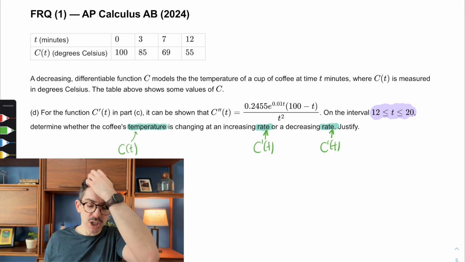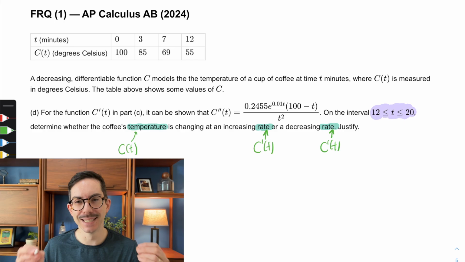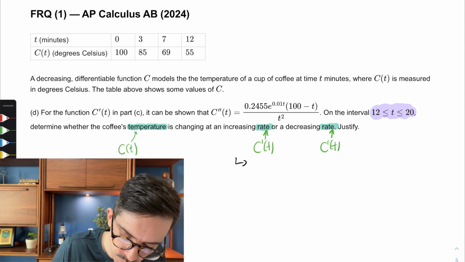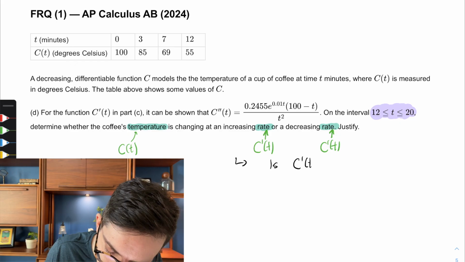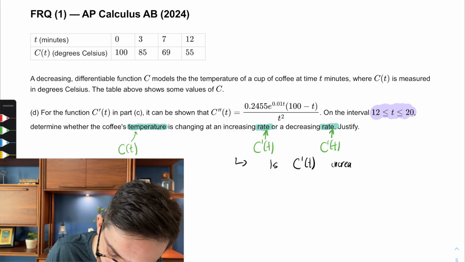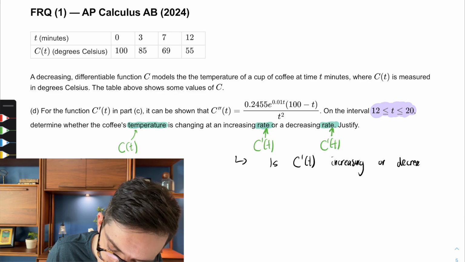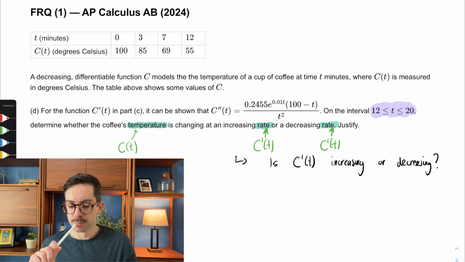So what this question is really asking us is, is C prime increasing or decreasing? If we repackage this a bit more symbolically, we're asking, is C prime increasing or decreasing? Well, I don't really know.